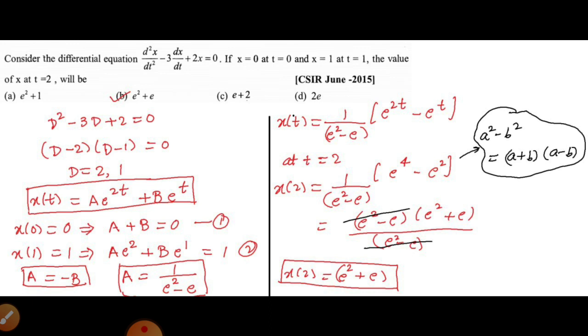So these are some of the previous year questions and various procedures to solve these differential equations. In the next video we will discuss further questions and concepts.